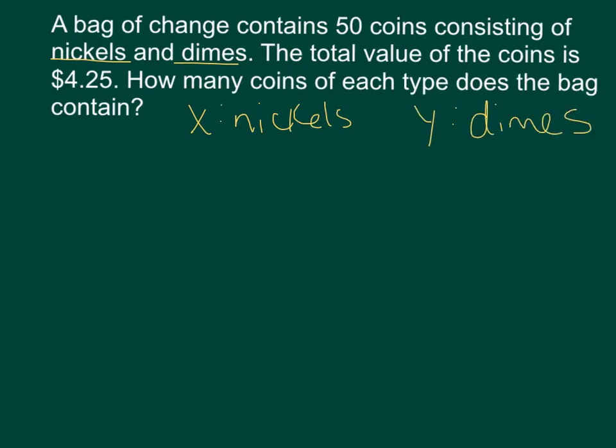Okay, so we need to figure out, what do we know about nickels? Well, we know they're 5 cents, which is really 0.05. And we know dimes are 10 cents, so it's 0.10. We have a total of 50 coins. So if you take your nickels, which is x, plus your dimes, which is y, x plus y gives you the total amount, which is 50. So x nickels and y dimes makes 50 coins.